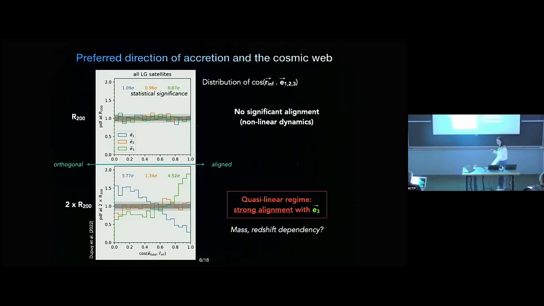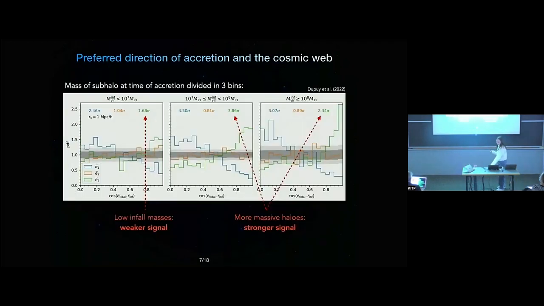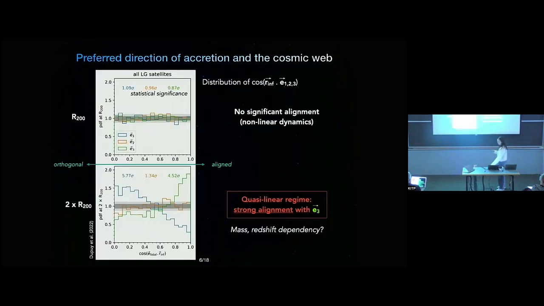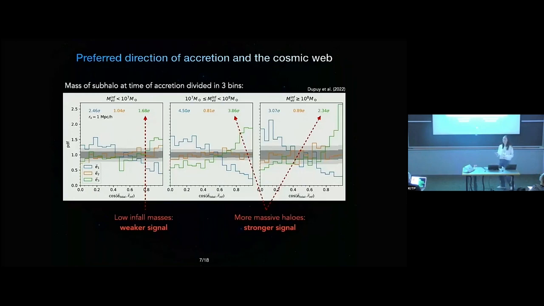So now let's look for any dependency. First, let's look at mass dependency. The plot before this one is now divided into 3 bins of masses of satellite galaxies at time of infall. From left to right, you have the lowest bins of masses to the larger masses. And we can still see some trend with the green line corresponding to E3.